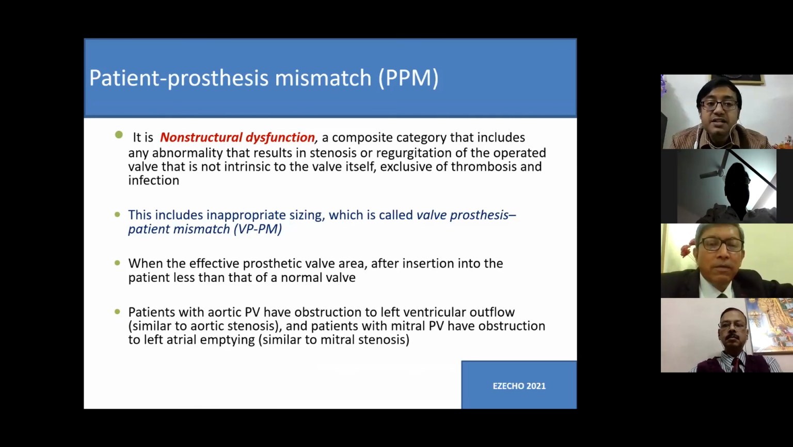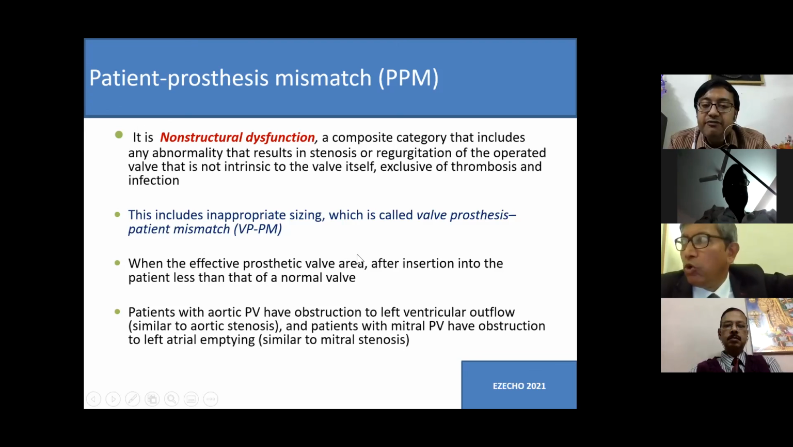So these are the things that we have to keep in mind. Patient prosthetic mismatch, as we all know, is always to be kept in mind. Actually, it's a non-structural dysfunction. It's a composite category that includes any abnormality that results in functional stenosis or regurgitation of the operated valve that is not intrinsic to the valve itself, exclusive of thrombosis or infection. So it includes inappropriate sizing, and when the effective prosthetic valve area after insertion into the patient is less than that of the native valve, it is also called patient prosthetic mismatch.